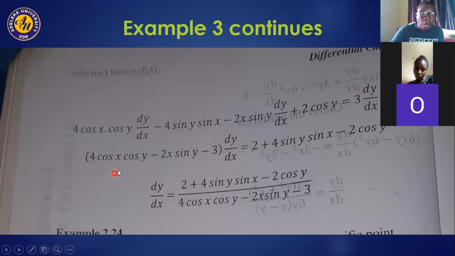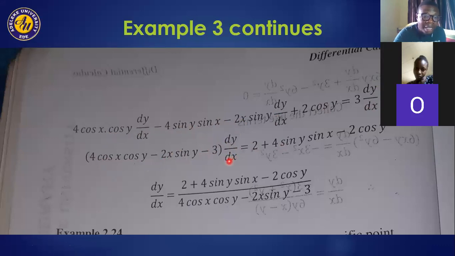Are we there? Yes. So now let's collect like terms as usual. This one has dy/dx, so you have 4 cos x cos y. This one also has dy/dx, minus 2x sin y. This one also has dy/dx. Now, this one would have crossed to the other side, that's why this is minus.